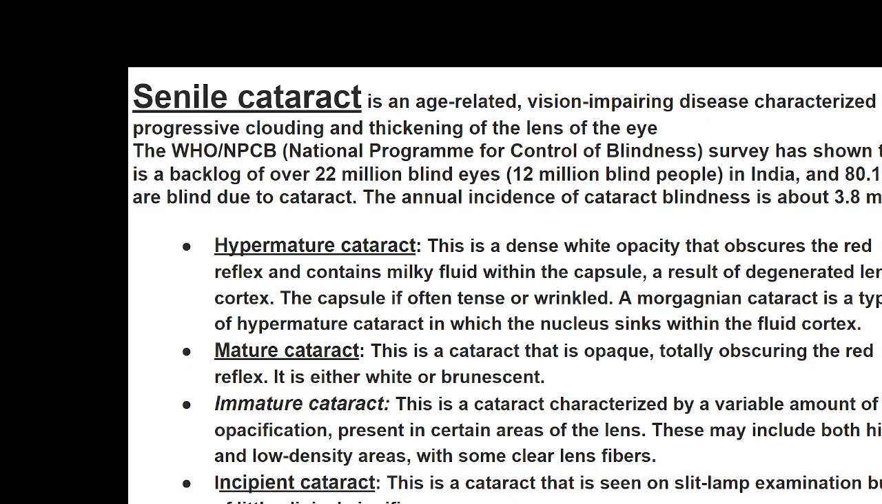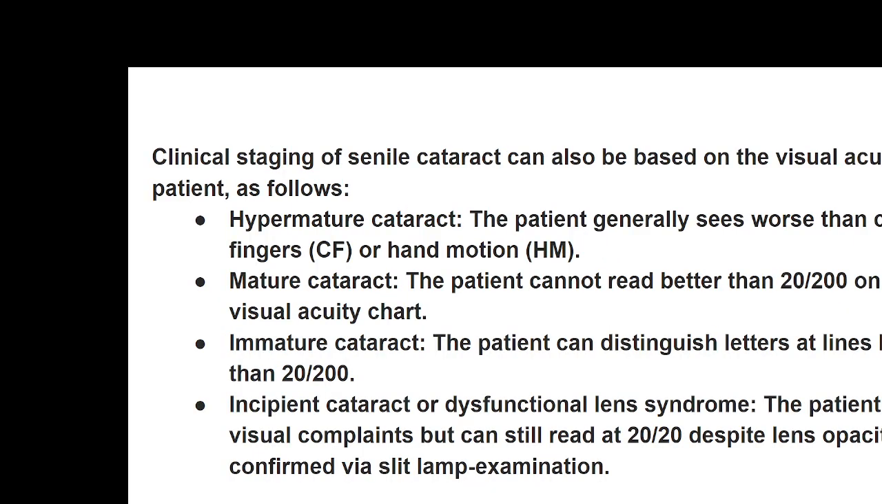And it's due to the degenerated cortex area. So it starts initially in the elastic fibers, then it involves the cortex as well as the capsule. Capsule also becomes thick as such. And this hypermature cataract would be blocking the light completely, and hence there would be complete blindness.